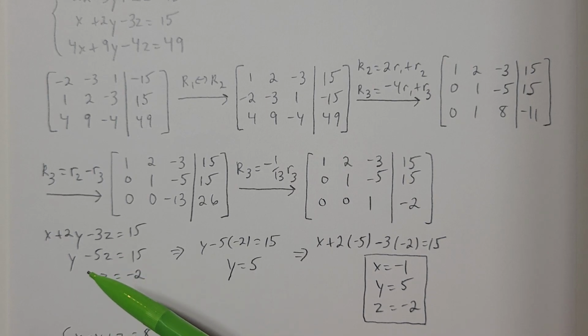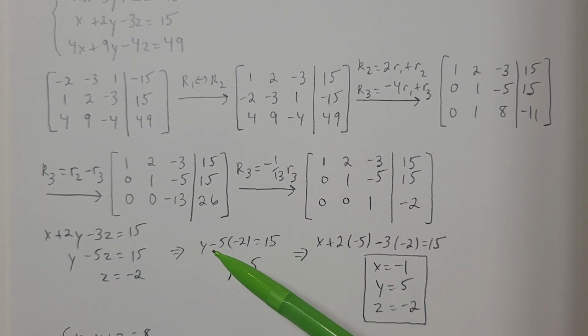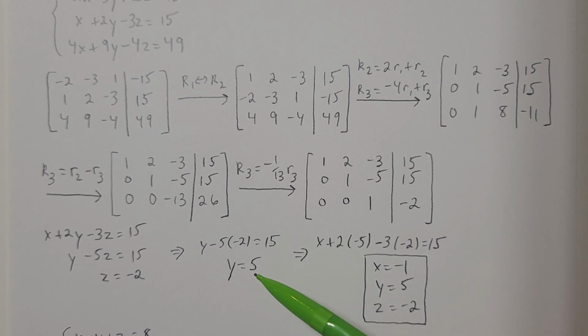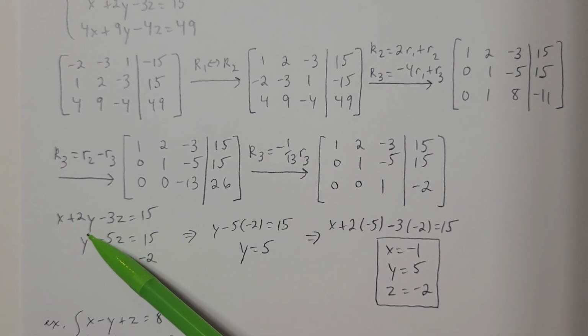Knowing that z is negative 2 means that I can now backtrack to get y and x. If z is negative 2, we have y minus 5 times negative 2 equals 15, or y plus 10 equals 15. When we subtract 10, it looks like y is 5. Then knowing that z is negative 2 and y is 5 means we can get x.